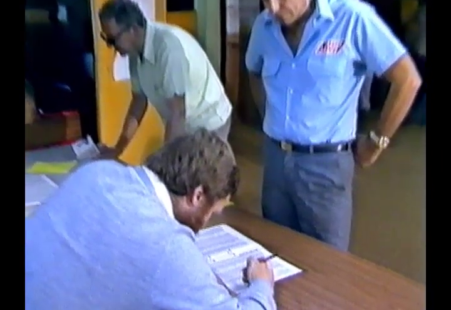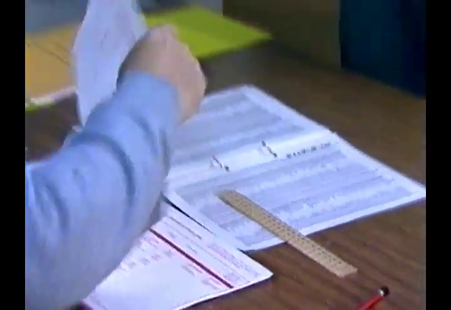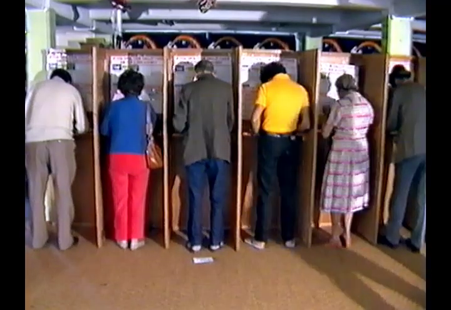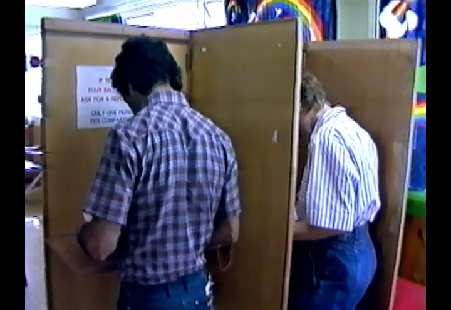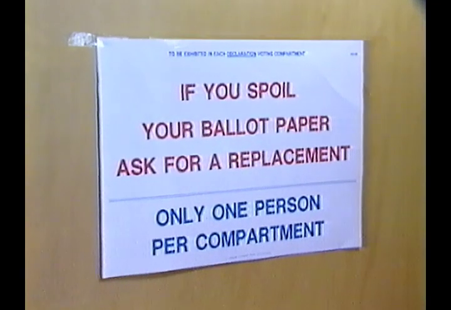Firstly, the elector goes to the ordinary vote table and has his or her name marked off the certified list of electors. Having done that, the official then hands the elector ballot papers. These must be marked in private in a voting screen. If an elector has difficulty in completing the papers, then he may request assistance.